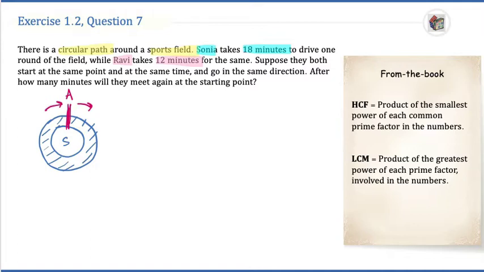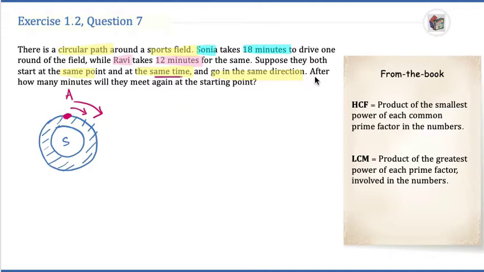Suppose they both start at the same point and at the same time. So suppose this point that I've taken right at the beginning, this point A, both of them start from here. Now it doesn't really look like a point yet. Let me just mark it as a point so it looks like a point. So here, this is point A and both of them start from here at the same time, say 8 a.m. in the morning. And they also go in the same direction, which means if Sonia is going this way, then Ravi is also going this way. Nobody will go the other side, towards the left, for example.